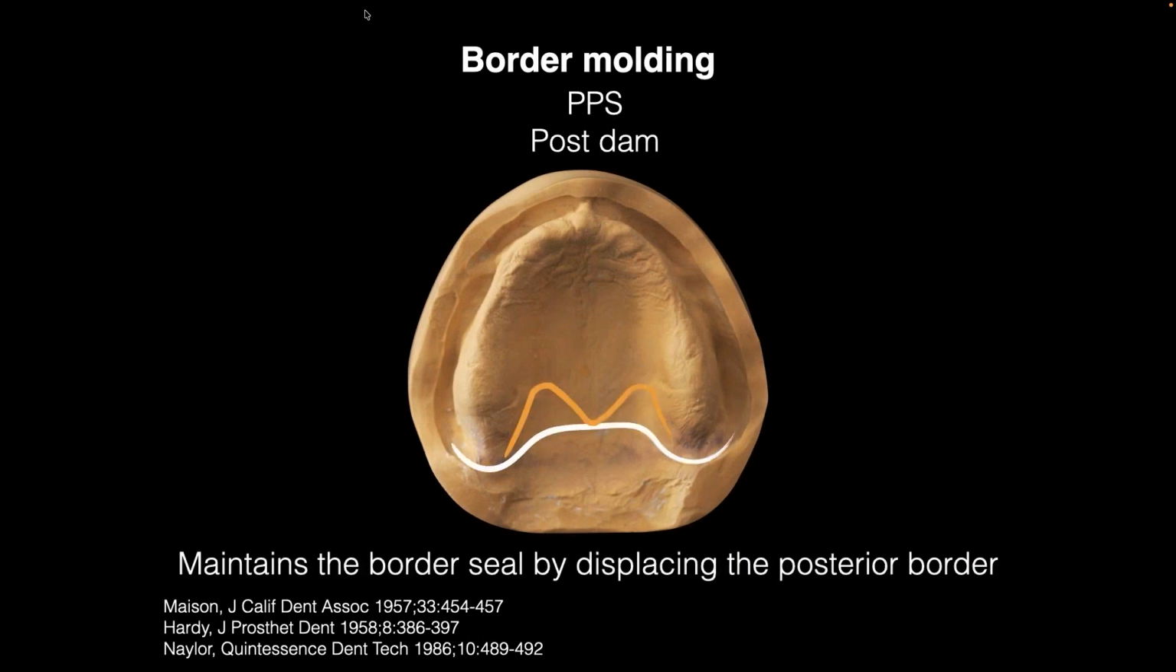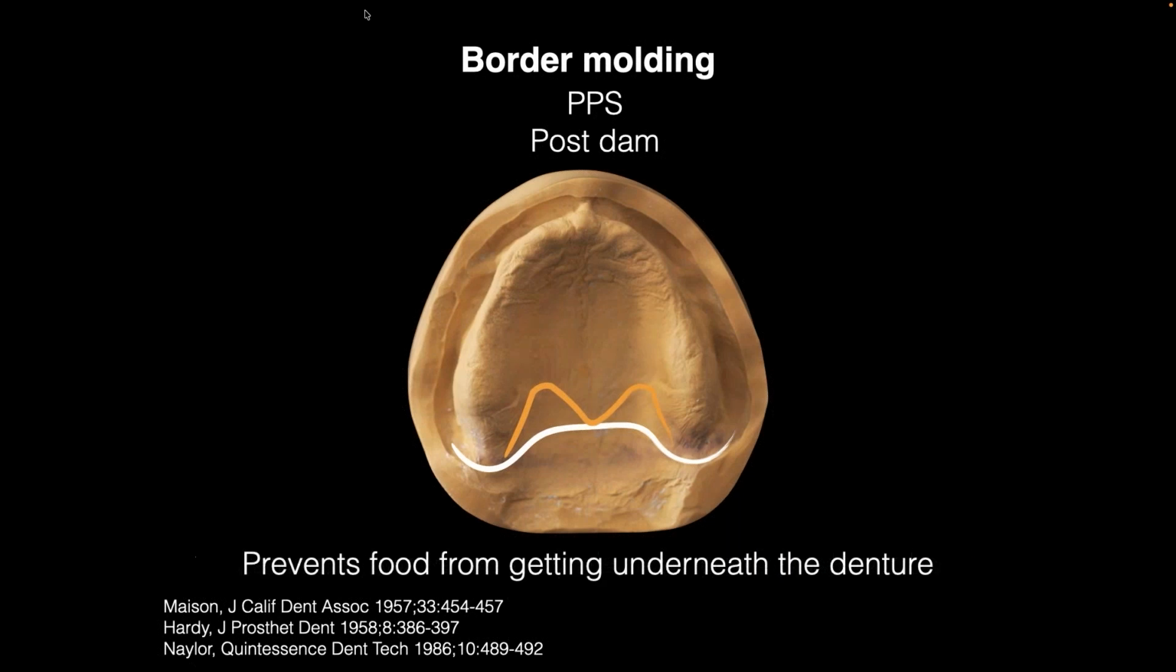But not just for retention. It doesn't just maintain the border seal, but also it prevents food from getting underneath the denture. That's a common complaint. A lot of times patients go, when I eat, everything's good, but food gets in. And a lot of times it gets in from the back. It's because there's no proper post-dam there.